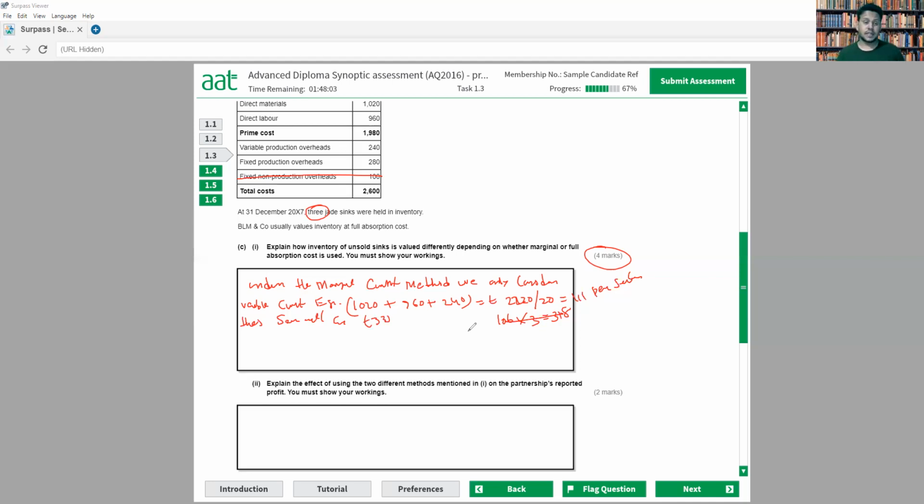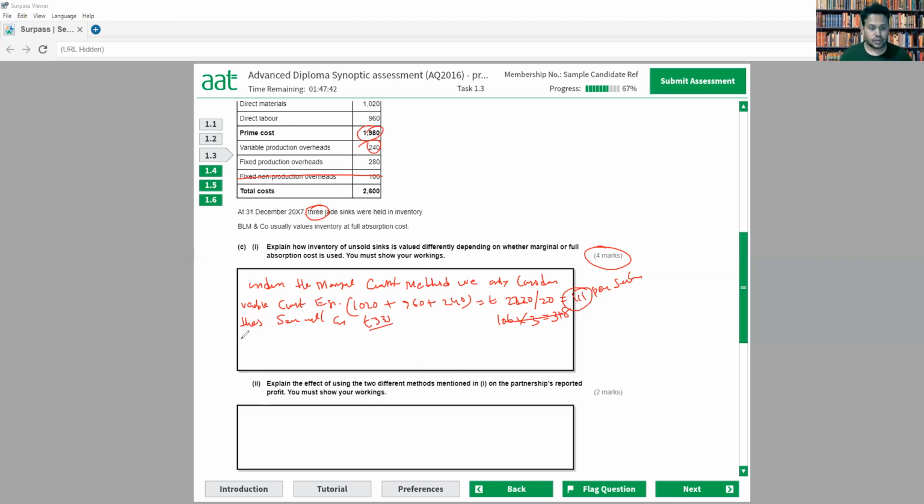So this is the story. All you have to say, under the marginal costing method, we consider only variable cost. So we'll add all of this, showing the workings. So per sink will be 111 because you're only adding this and that. And after that, we have 3 on the stock left. So we multiply by 3. So this gives me the total value, that is 333.